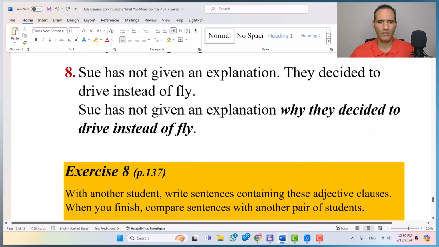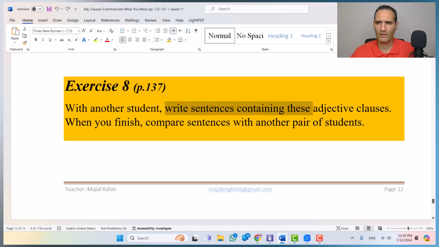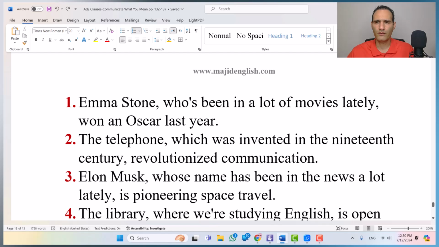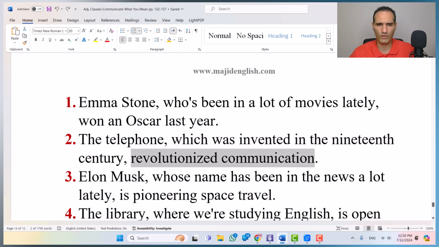And exercise 8, page 137. It says write sentences containing these adjective clauses. When you finish, compare with another partner. So some sentences here, I have written them this way. Emma Stone, who's been in a lot of movies lately, won an Oscar last year. Adjective clause, unnecessary. The telephone, which was invented in the 19th century, revolutionized communication.